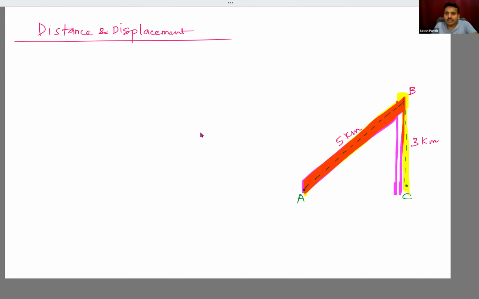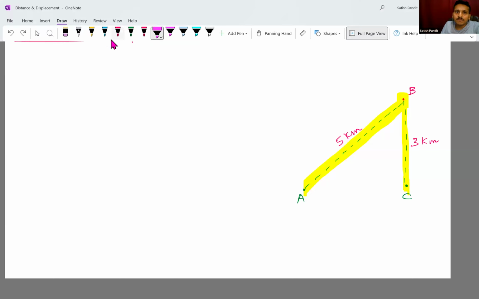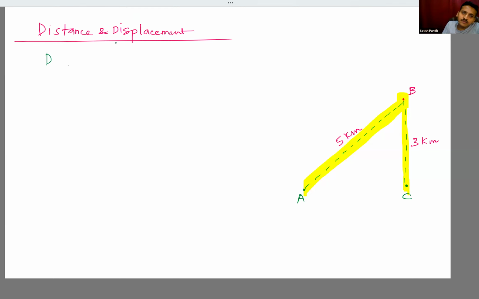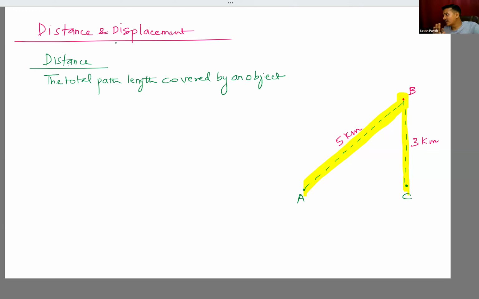Then what is displacement? So first let me write the definition of distance. So distance means the total path length covered by an object or by a body also you can write. Don't write anything during the lecture. Just listen, understand. If you have some doubt, do let me know. We'll discuss. So here, in this particular example which I gave, distance covered will be AB plus BC.